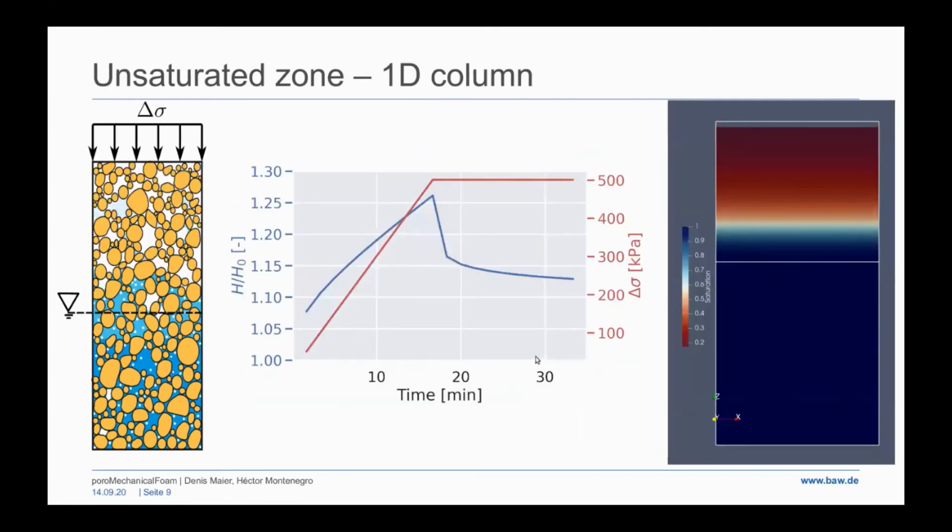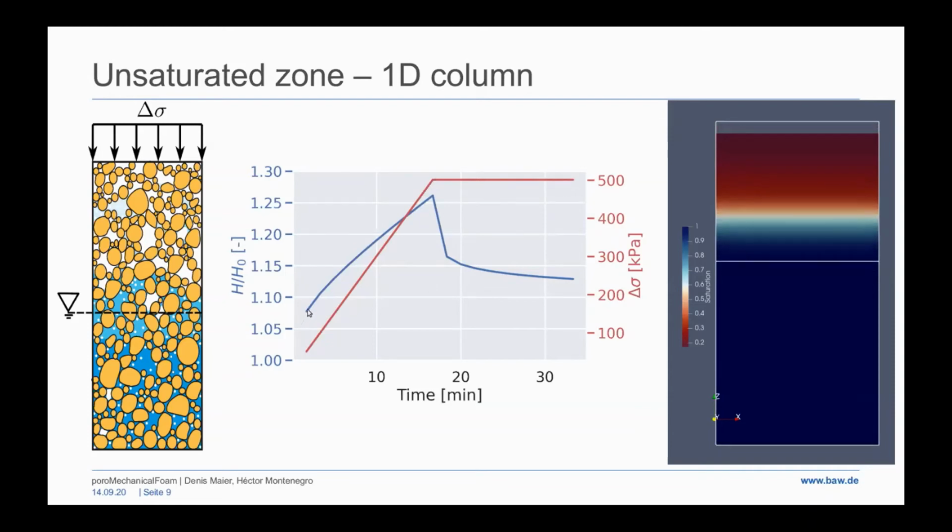Last but not least is the unsaturated zone, which is probably the most complex to analyze, because you have a lot of nonlinearities in here. So we have this 1D column that is halfway filled, halfway saturated with water, and above the groundwater table we have this saturation distribution according to the water retention curve. We're now giving a mechanical load on the top of this column, and we increase it linearly and then hold it constant for a while.